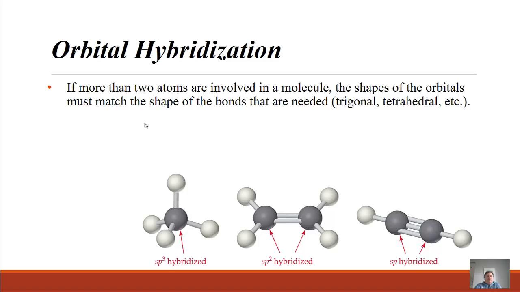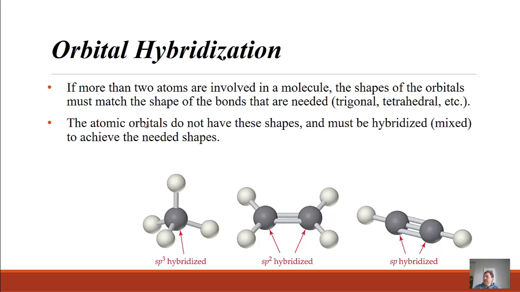And so, as I said, if we have more than two atoms involved in a molecule, the shapes of the orbitals must match the shape that we predicted. Are they trigonal? Are they tetrahedral? Are they bipyramidal? The orbitals S, P, D, and F, as they stand straight out, won't give us a shape. So they have to form these brand new orbitals that allow them to do that.